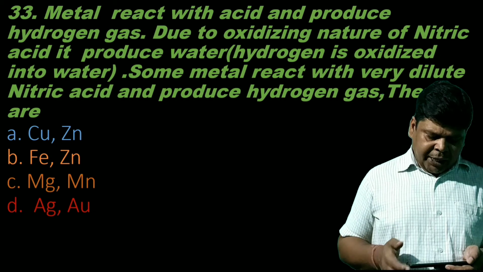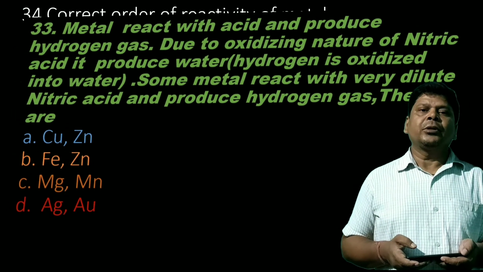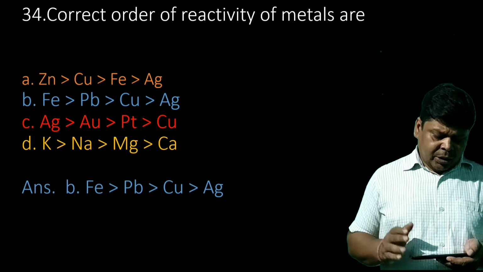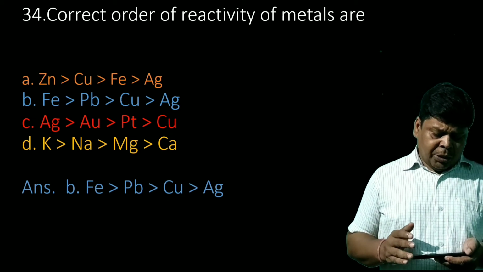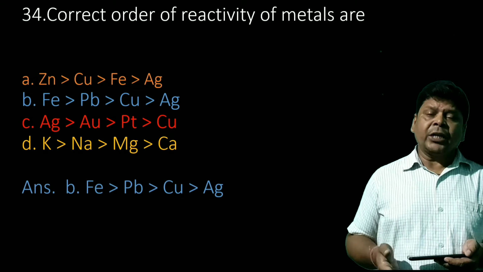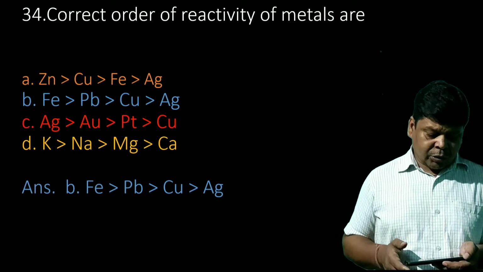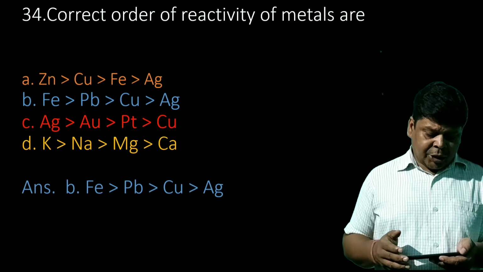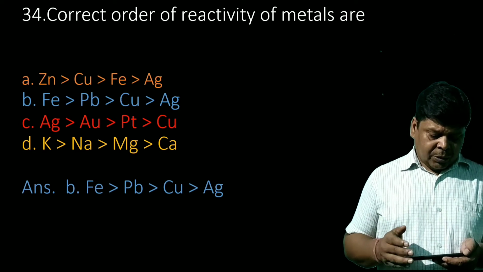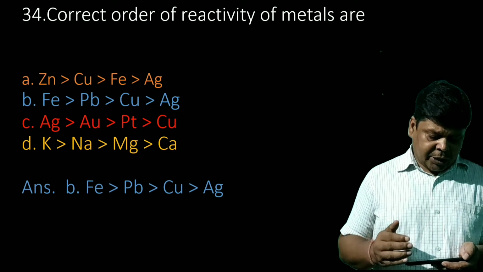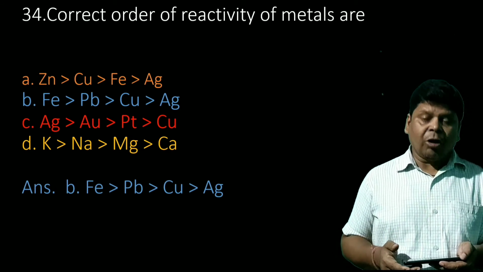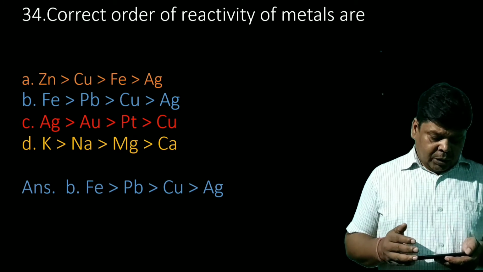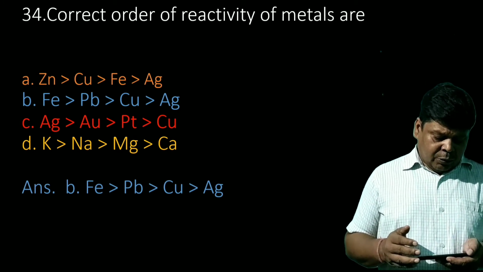Correct order of reactivity of metals: zinc, copper, iron, silver. Here copper is shown more reactive than iron. This is not correct because iron is more reactive than copper. Second one, iron, lead, copper, silver. This one is the correct one. Iron is more reactive than lead, lead is more reactive than copper, and copper is more reactive than silver. This is the correct option.